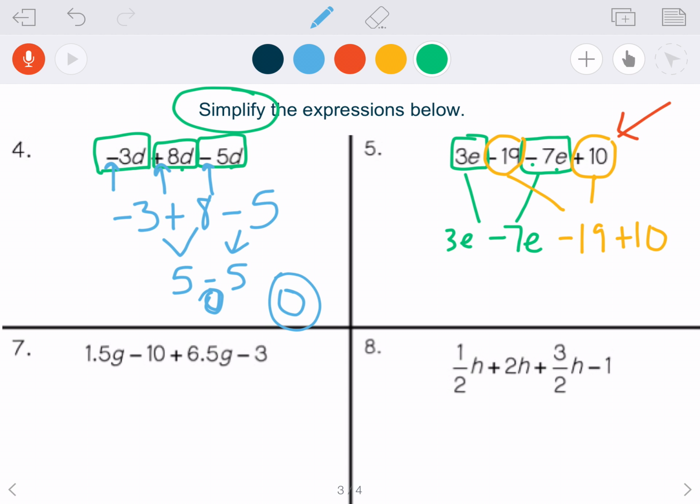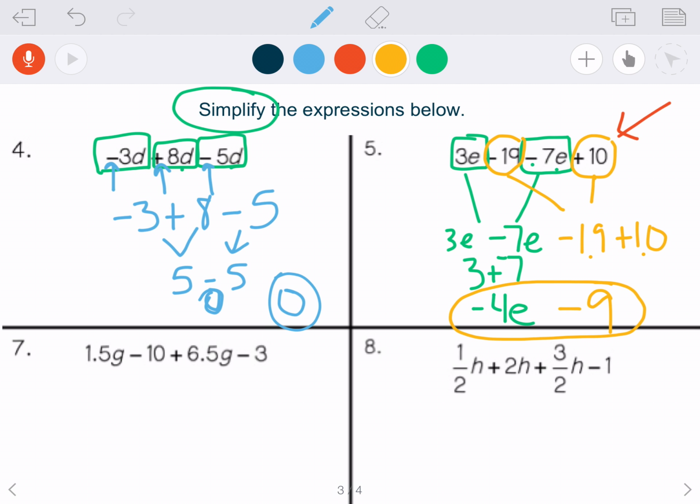So now I have 3 minus 7e. I have 3 e's, and I want to take away 7. Well, I know that I can add the opposite here, so I get 3 plus negative 7. Well, now I know I'm adding with different signs, so I'm going to subtract to get 4, and 7 is larger, so I know my answer is negative, and I'm going to add my variable back. Now I'm going to do the same on this side, negative 19 plus 10. Well, I'm adding, but they're different signs, so I'm going to subtract. 19 minus 10 is 9. 19 is larger, so I'm going to make that a negative. So my answer here is negative 4e minus 9.